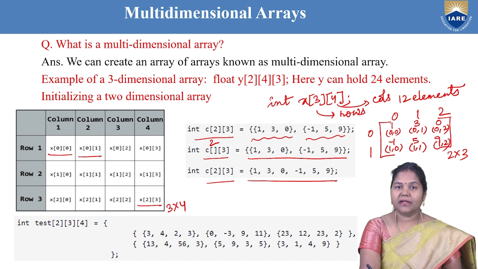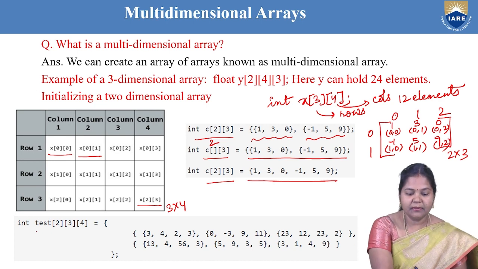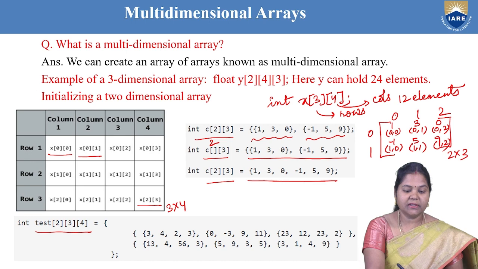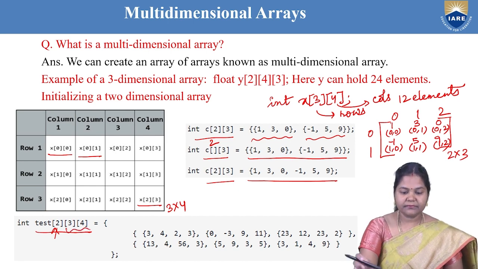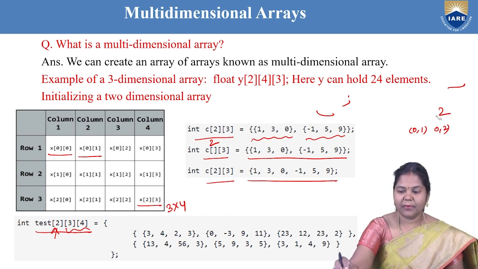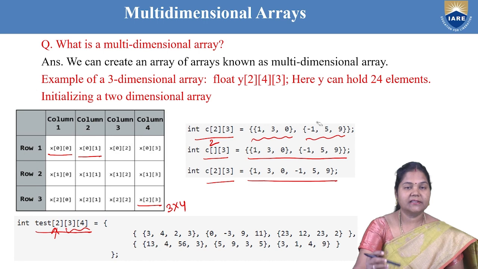Now similarly, for a 3-dimensional array, for example, test[2][3][4]. That means 2 matrices of 3 by 4 are available, or 2 two-dimensional arrays of 3 by 4 are there. The first dimension tells how many two-dimensional arrays there are, and each one is 3 by 4. So how to initialize the values?